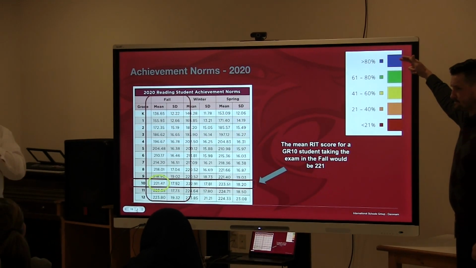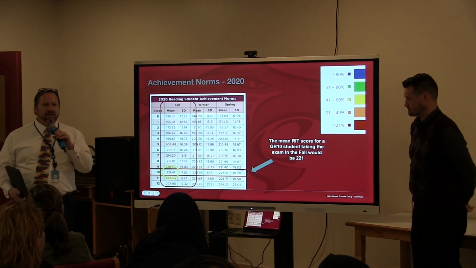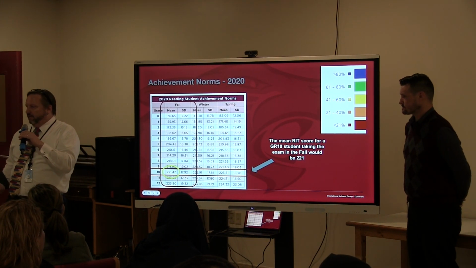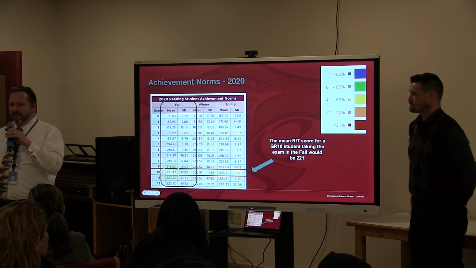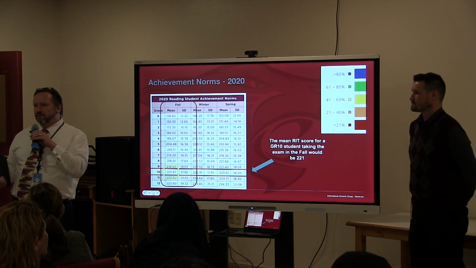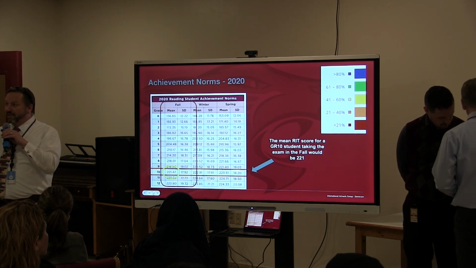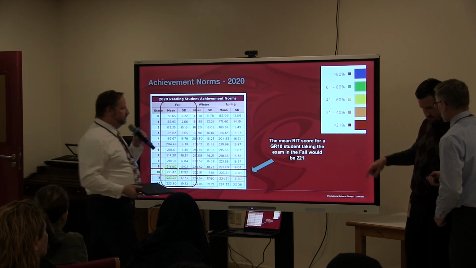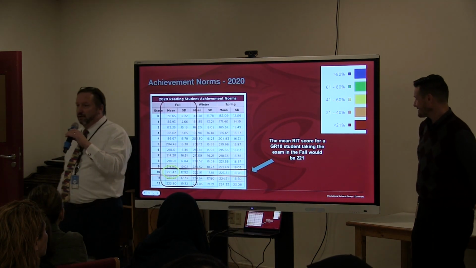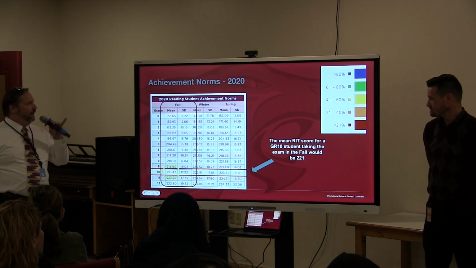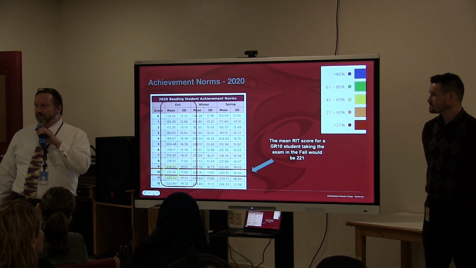Percentile. So it's a norm test, right? So it's not criterion. Because of that, it's not a percentage. Like you said, 43 questions, but it's not that you got what percent of them right. It's the difficulty of the questions you got at the age or grade level that you're at that determines your percentile. So this would be, yeah, you're in the 80th percentile or above, and that's high. And then between 61 and 80 is high average.